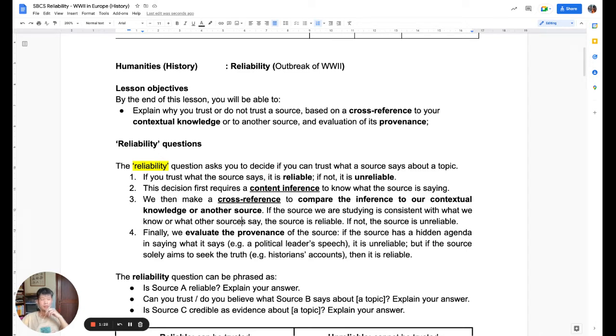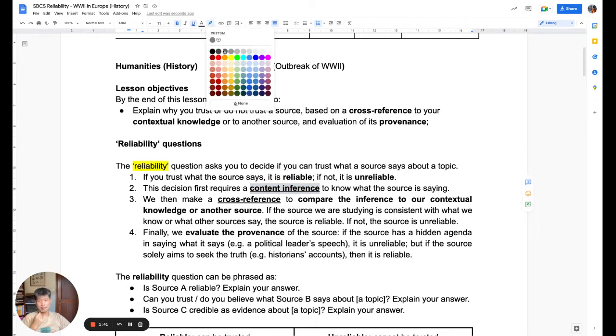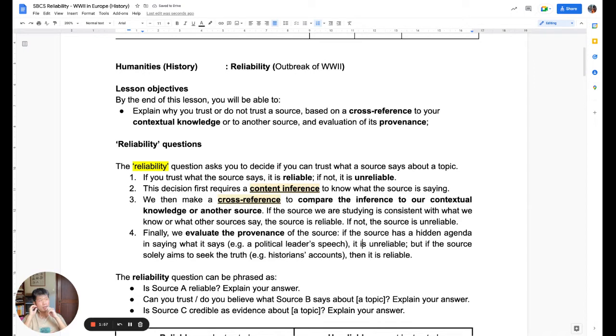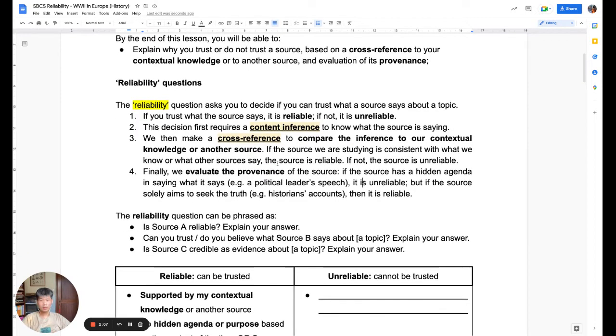How do we know when these advertisements, these sources, are telling the truth? So in order to figure out when sources are telling the truth, we first need to do a content inference. What is the source saying? And then, is what the source is saying true? So we establish what the source is saying, and then we make a cross-reference to check if what the source is saying is true. A cross-reference is taking a content inference from a source and checking it against another source or against your own knowledge. The final step, or the highest level of any reliability question, is to check the provenance of a source.